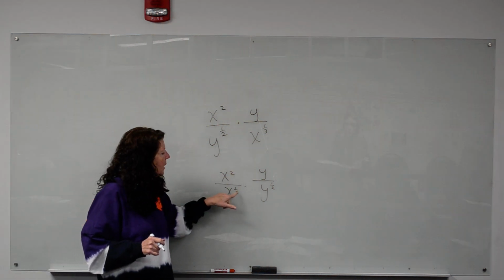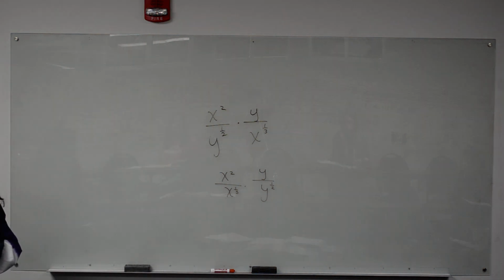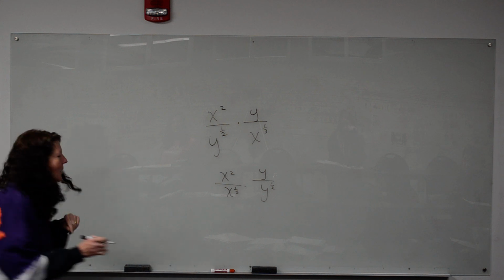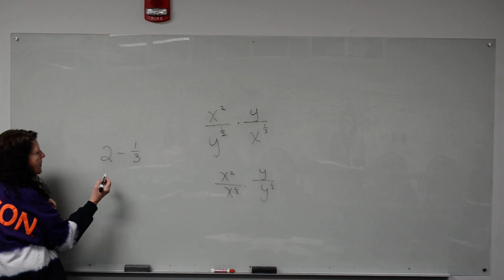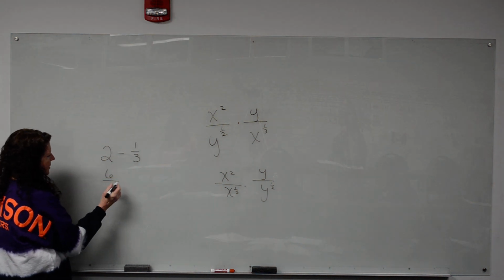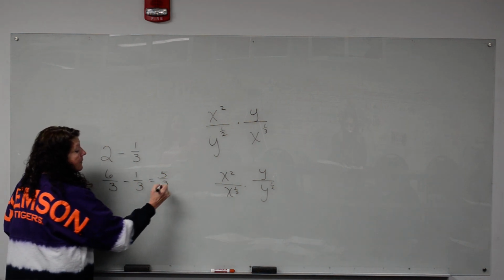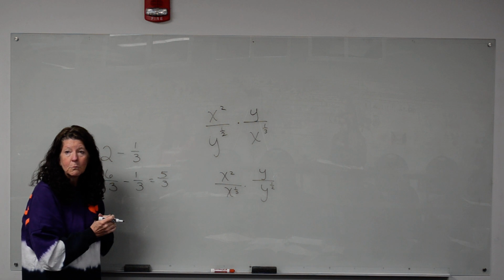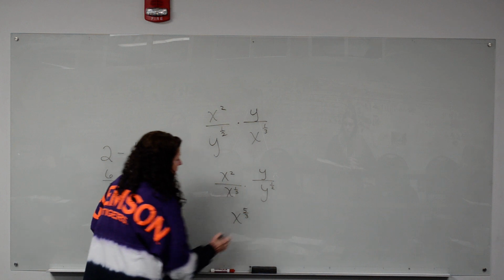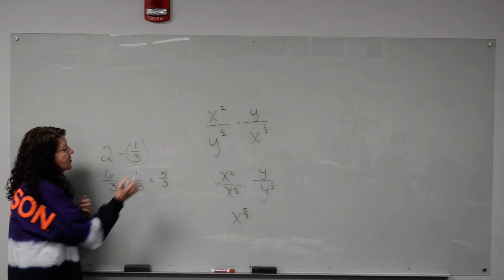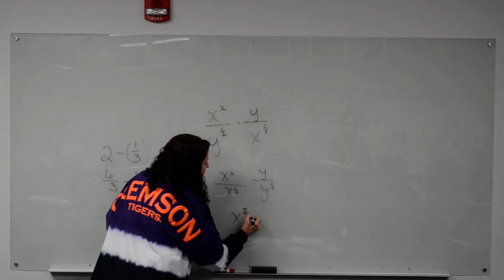Then I have 2 minus 1/3. What is 2 minus 1/3? Very good question. Think about it. 2 minus 1/3, you can do it on the calculator. The common denominator is going to give me 6/3 minus 1/3. So I have 5/3. Is that all right? So I have x to the 5/3 power. But again, you can do it on your calculator, just make sure you put that in parentheses when you do it. So I have x to the 5/3.